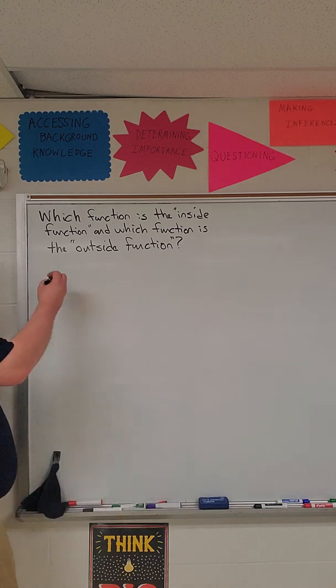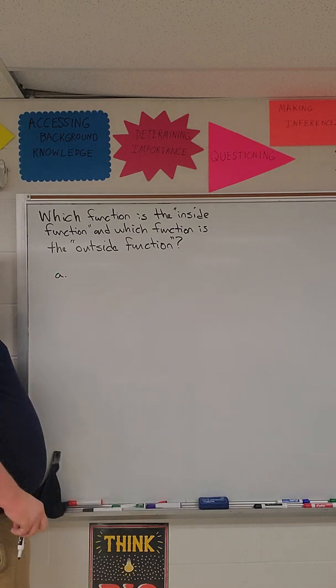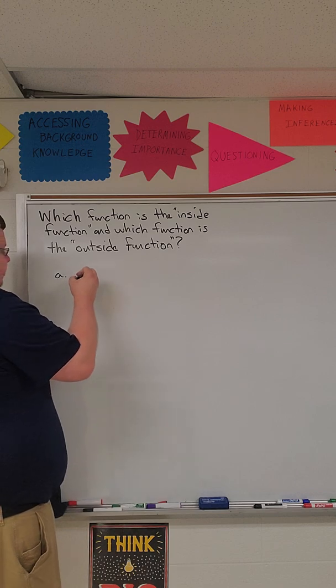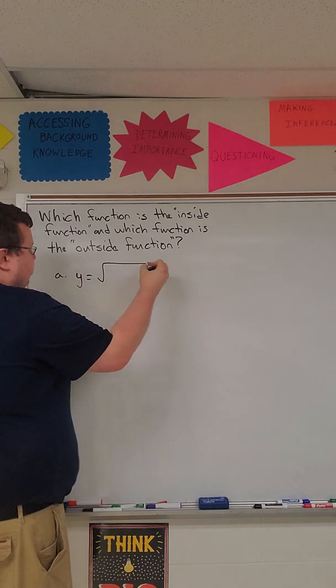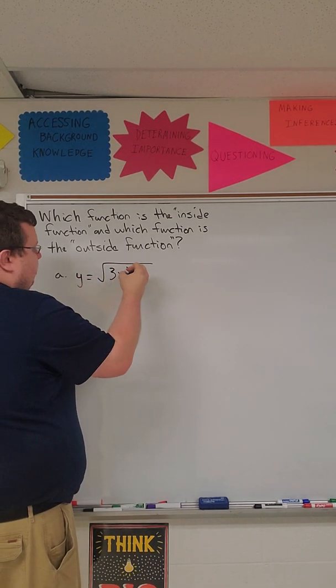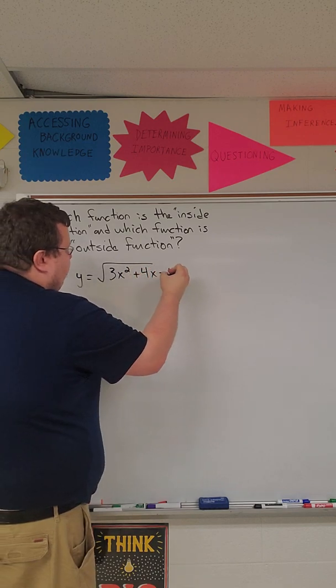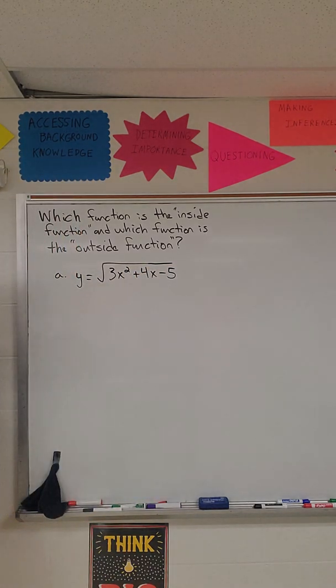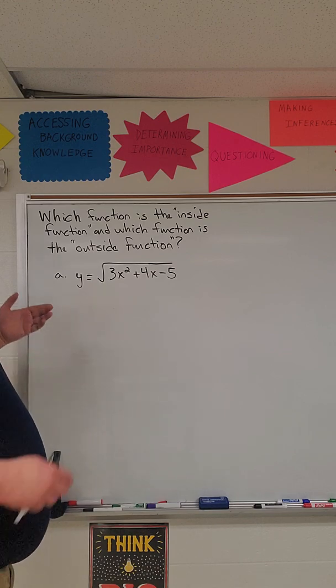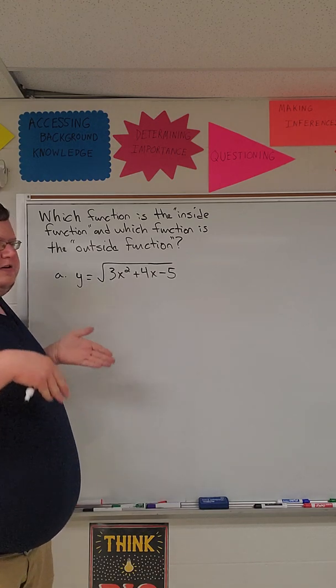So let's just look at some examples. Let's start with an obvious one. Let's take y equals the square root of 3x squared plus 4x minus 5. And we might actually differentiate these in a minute on the next example. But right now I just want to know which one's the inside function and which one is the outside function. So I'm going to start with an easier one here. So we need to know which function's on the inside, which function's on the outside.